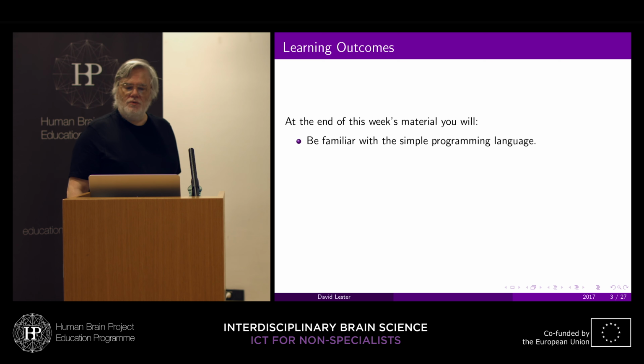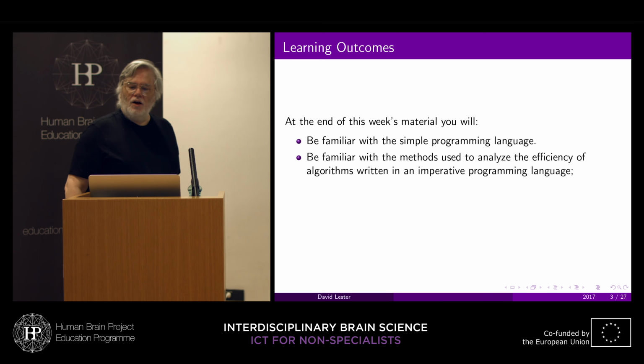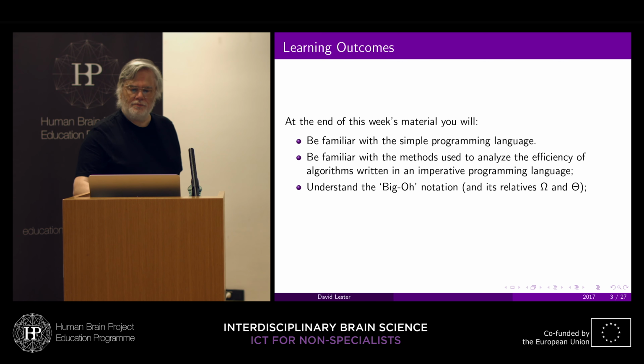So at the end of the material, you'll be familiar with a very simple programming language. It's like a cut-down version of Python, and so it's a little bit different, especially with the syntax, but try not to worry about that too much. We're going to become familiar with methods to analyze the efficiency of algorithms written in an imperative programming language. Bear in mind that Python can certainly be used as an imperative programming language, although it does have other features. So if you're going to use these other features, and you want to do analysis, you're going to need to think a bit harder about things.